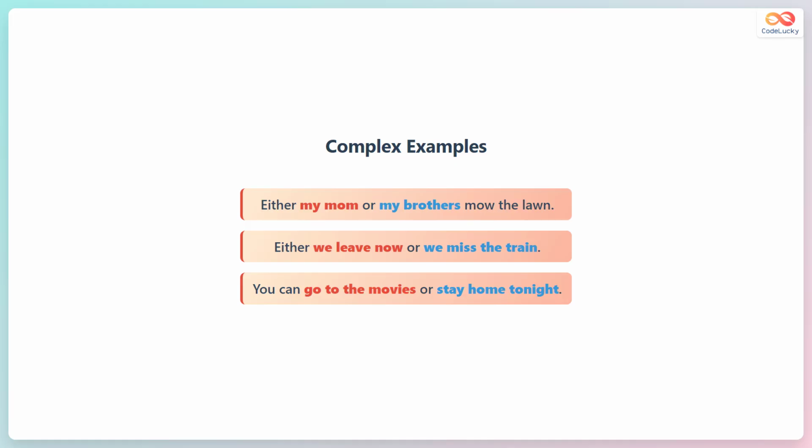Now see longer examples. Either my mom or my brothers mow the lawn. Someone will do the work. Either we leave now or we miss the train. Time decision needed. You can go to the movies or stay home tonight. Evening plans choice.